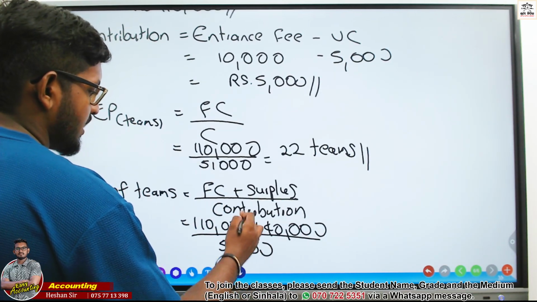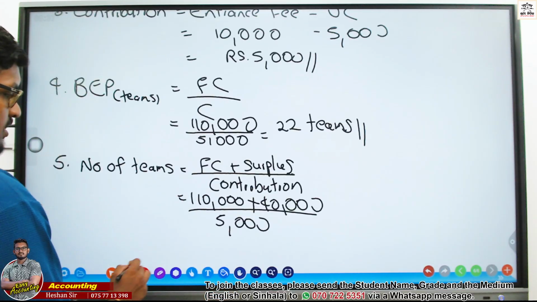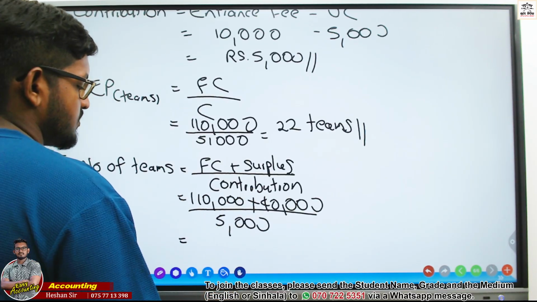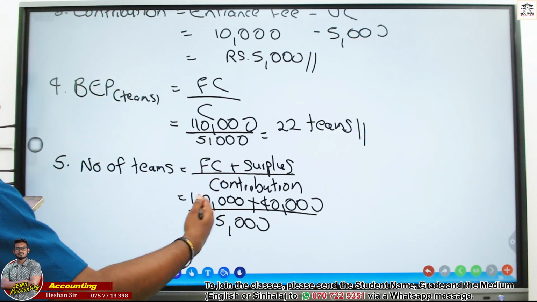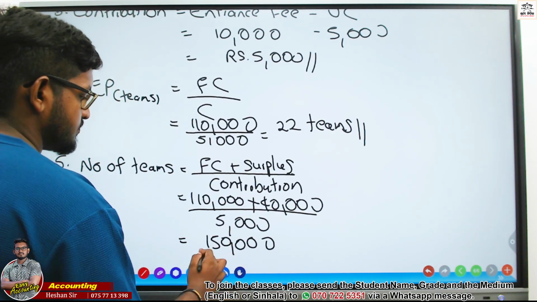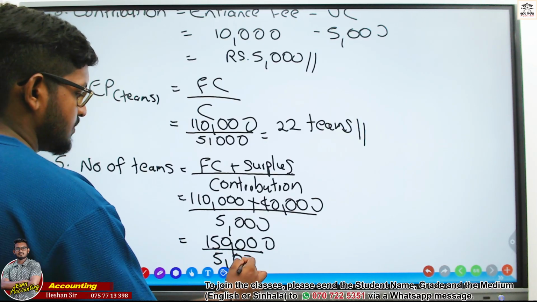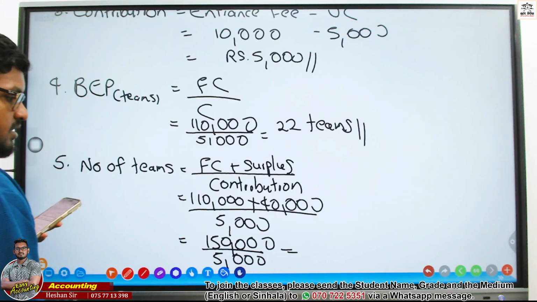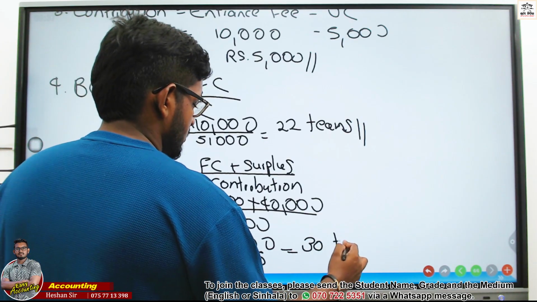Don't cancel this, that's the mistake many people make. Don't cut the plus, because there is a rule we can't cut this. First of all, we need to add 150,000 divided by 5. How many teams do we need? 30 teams, right? 30 teams.